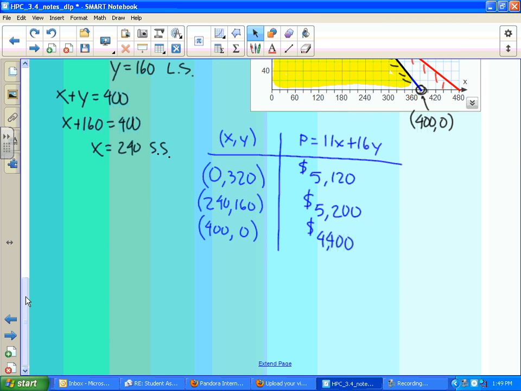And we can see that there's my max profit.